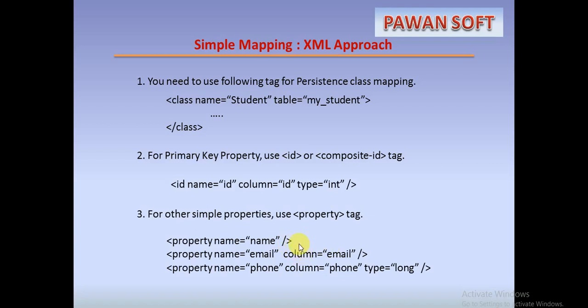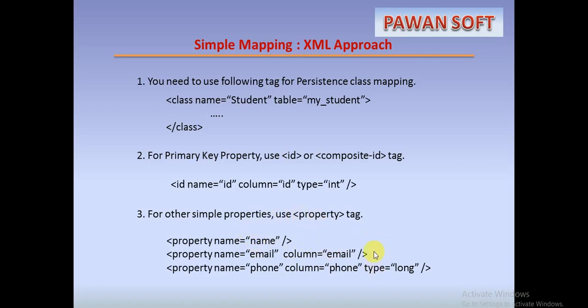If you do not specify the column attribute, by default it will create the column name as the property name. Whatever you have as the property name, that will be your column name. And when you specify the column attribute, whatever you specify there in the column attribute, that will be your column name.